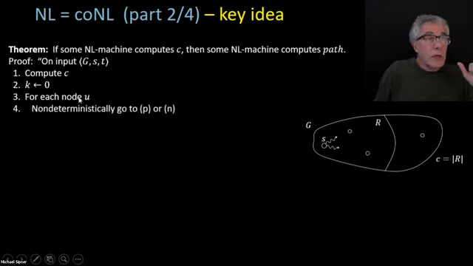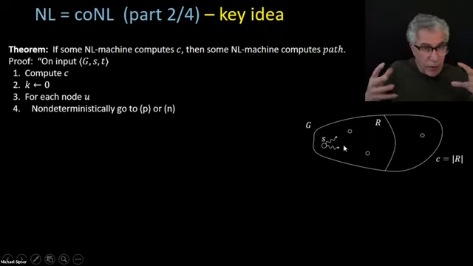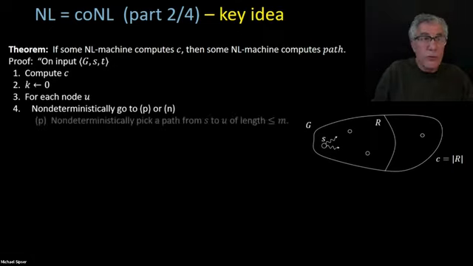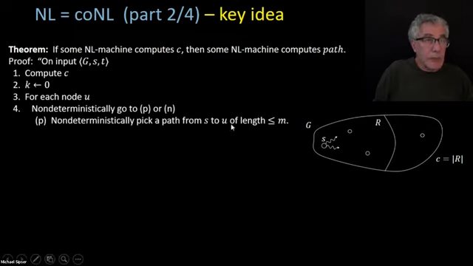So we're going to go through each node U one by one. We're going to guess for each node whether there's a path to it or not. So I'm going to call it either P or N. Again, think about my 100 nodes. I'm going to be guessing all 100 nodes. I'm going to non-deterministically pick a path from that node that I guessed is reachable.